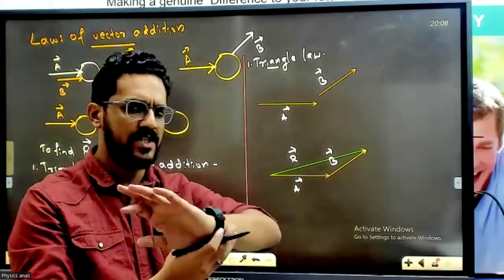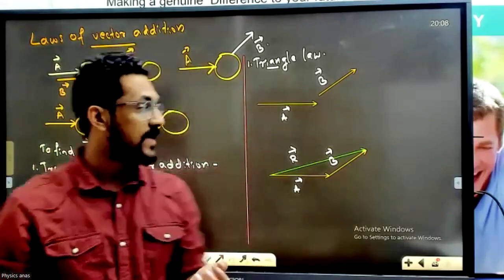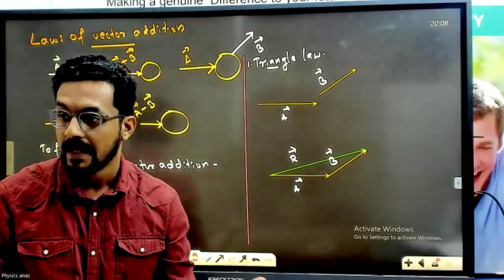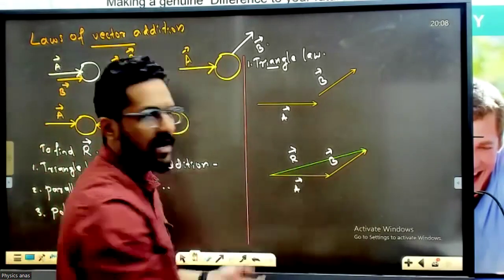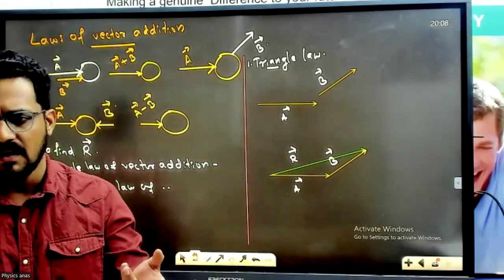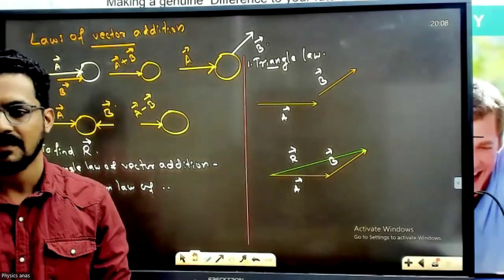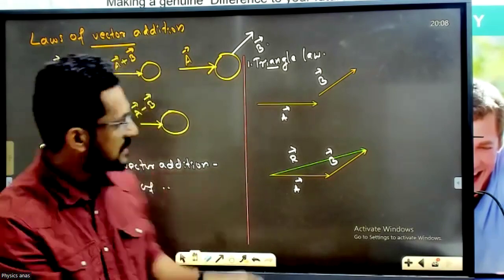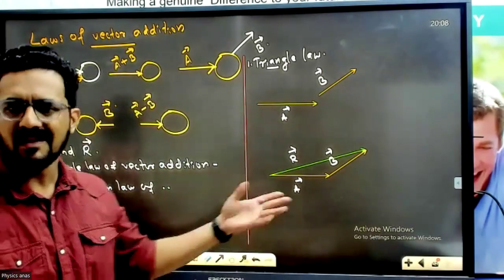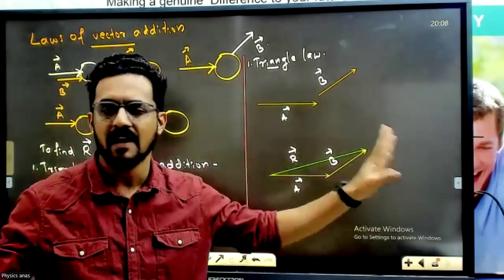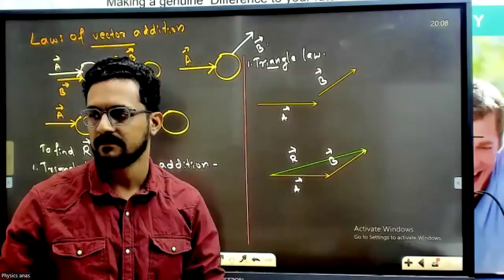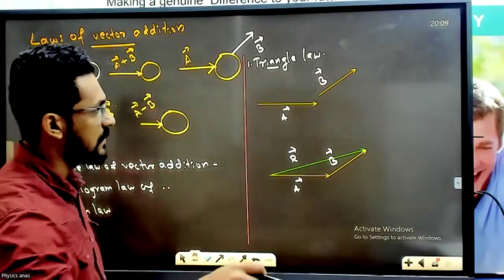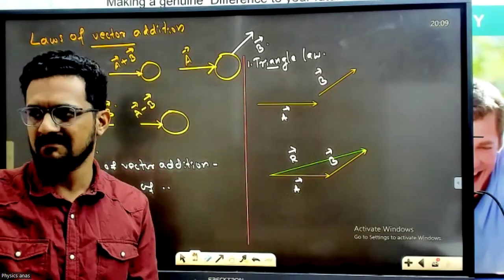So what is the triangle law of vector addition? If you represent two vectors as two sides of a triangle taken in order, their resultant will be represented by the third side of the triangle taken in reverse order. Did you understand what is happening here? Then convert that into words. That is the triangle law of vector addition. I will state it once again.